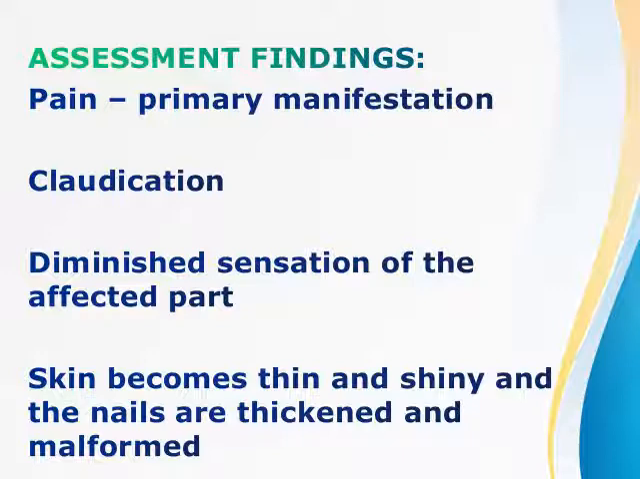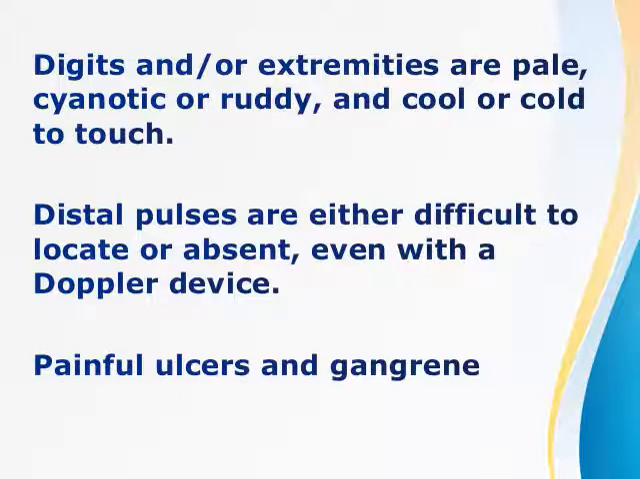So the thin and shiny skin there is brought about by, quote-unquote, malnutrition or decreased nutrition going towards the peripheral aspect of the body. Okay, and then the nails are thickened and malformed also because of the lack of protein that goes towards the peripheral aspect of the body. The digits or extremities tend to be pale, cyanotic or ruddy, and cool or cold to touch. Again, decreased perfusion. Distal pulses are difficult to locate or sometimes absent even with a Doppler device. So again, the reason: peripheral tissue perfusion is impaired.